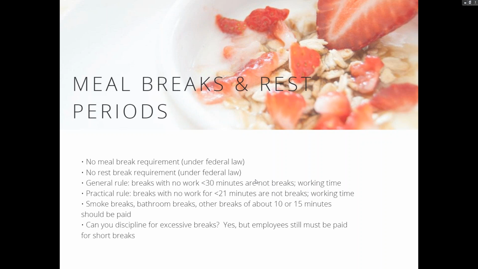There's no such thing as a smoke break under federal law. I don't even think there's such a thing as a smoke break under any state law that I've ever heard of.